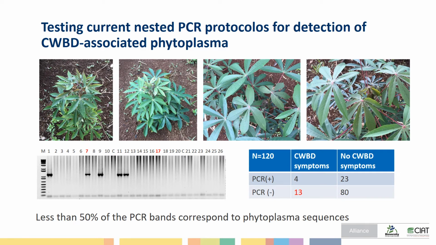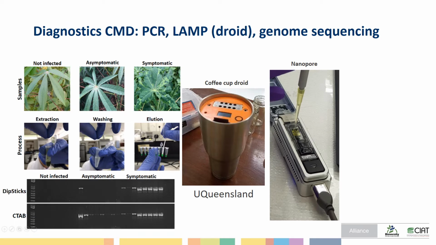We have evaluated some of the nested PCR tests available, and the results are not promising. As you can see here, the number in red shows all the samples that show symptoms of the witch's broom disease but are negative to the PCR tests. And although more than 20% of plants show positive PCR but no symptoms of witch's broom disease, most of these bands do not correspond to phytoplasma sequences. They are of different bacteria, and there is no clear trend there. So there is still work to do in the detection of phytoplasma in cassava disease. The opposite is the case with the detection of the virus associated with cassava mosaic disease in Southeast Asia.